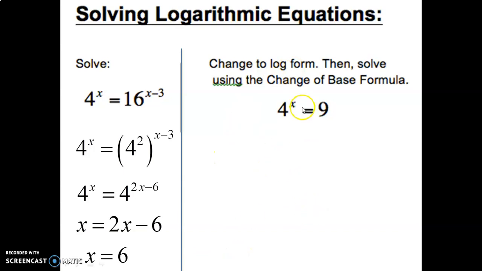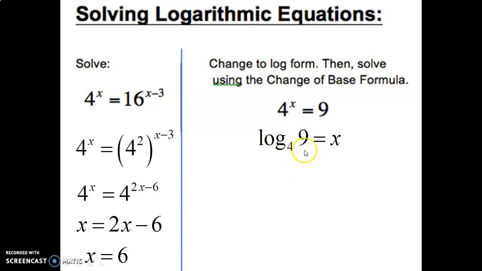Let's take a look. So we're going to use a change to log form first. 4 to the x power equals 9 can be changed to log base 4 of 9 equals the exponent, which is x. Now we have log form. Now this, we have just learned in a recent video, the change of base formula. So why don't we use the change of base here?